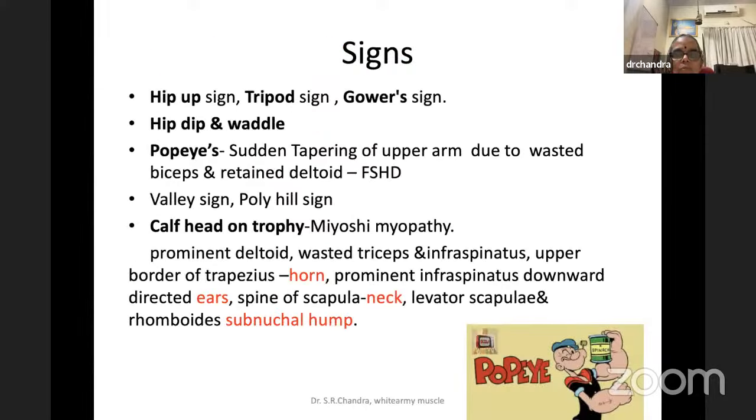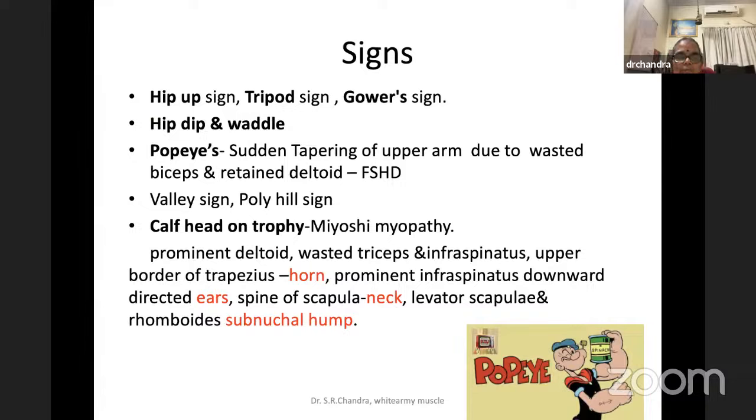So now we will come to the muscle disease proper and we have got some signs. As I said, we don't know the patient is having muscle disease. We are testing by inspection, looking for cardinal clues, and we are testing them in action, grading the power, tone, reflexes. And after that, we think that our patient has got a muscle disease and there are some signs. Hip up sign, tripod sign and Gower sign are very familiar for all of us.